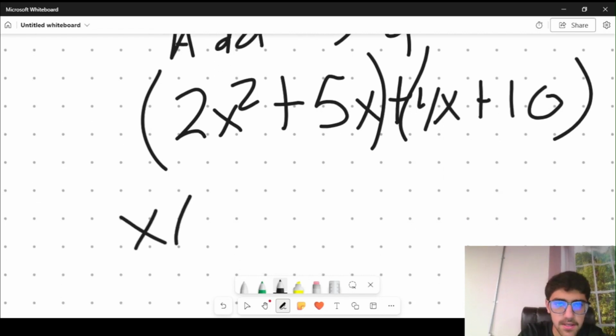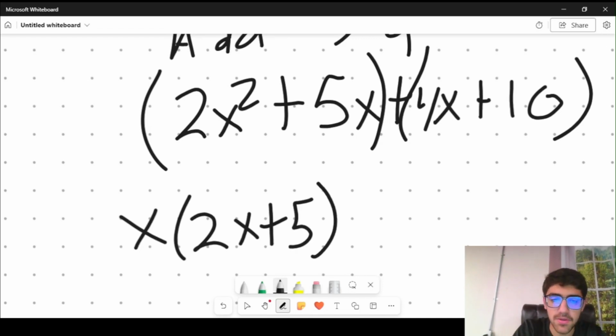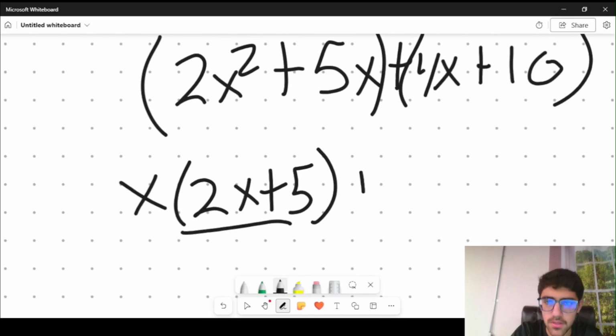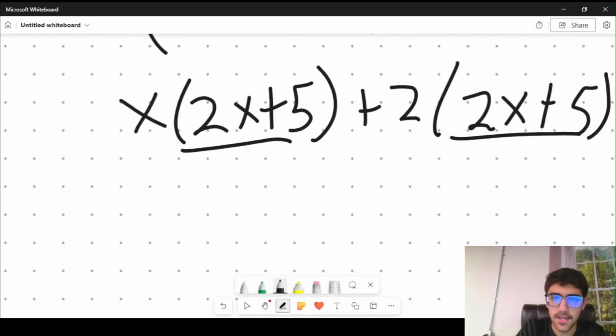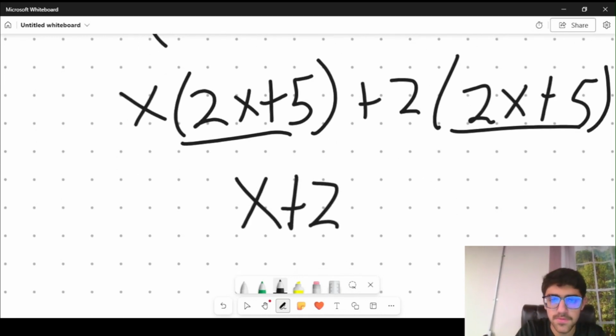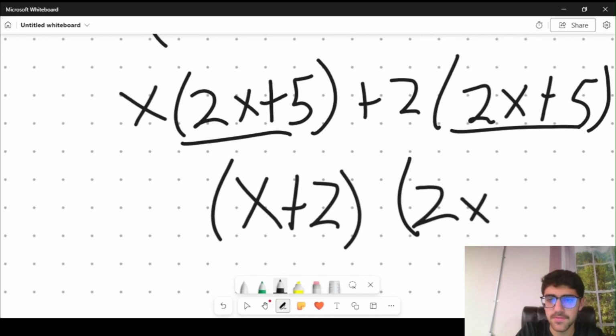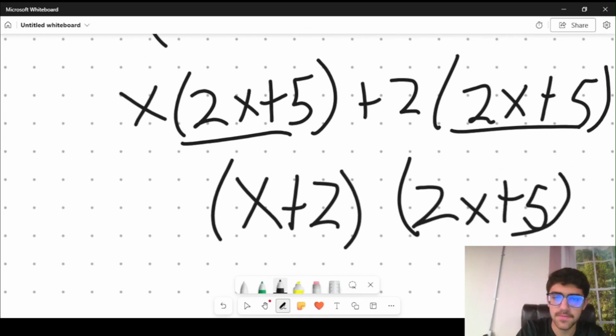If you take out an x, you're left with 2x plus 5. And then after you factor out the next pair, it should be the exact same thing as the middle. Here the greatest common factor would be a 2. So plus 2 times 2x plus 5. If you did it right, these two expressions should be the same. And then the final answer would be x plus 2 and then 2x plus 5. And you're done. That's how you factor.